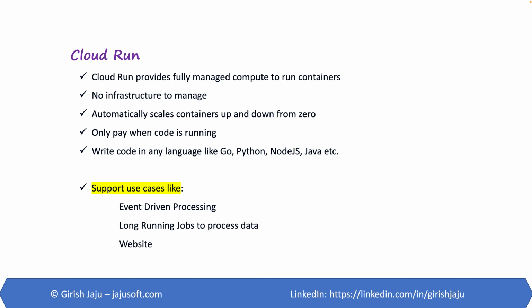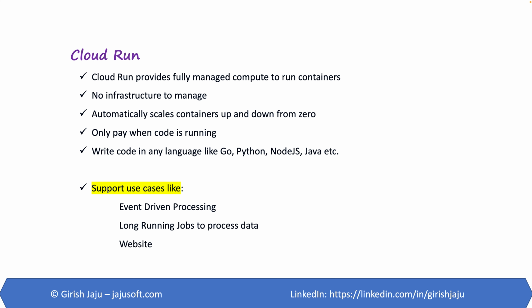Basically, you create a Docker image, push it to Artifact Registry, and create a Cloud Run service. We will see it in a demo. The Cloud Run service is pointed to the Docker image that you upload, and it pulls it whenever the service is running or it needs to create more instances of the service.